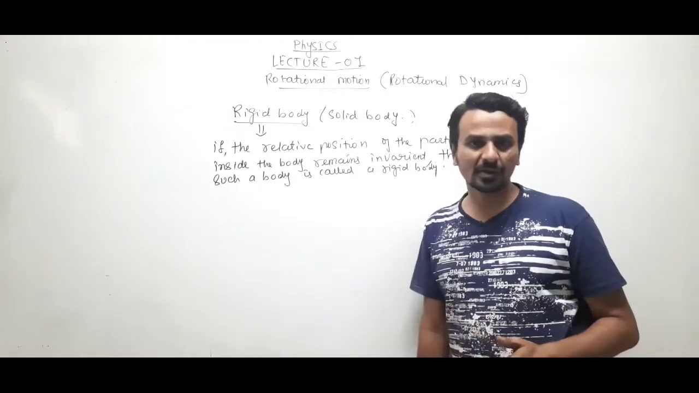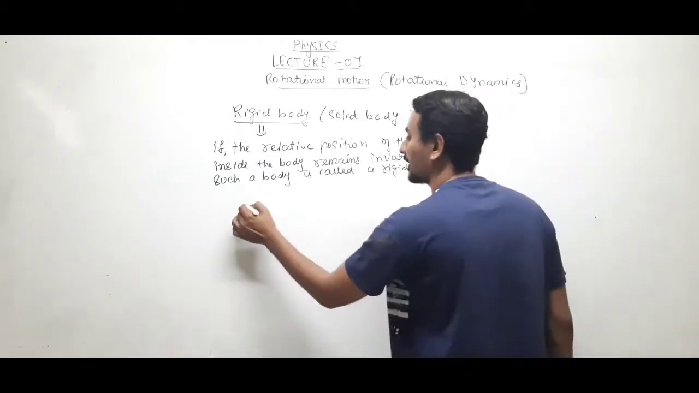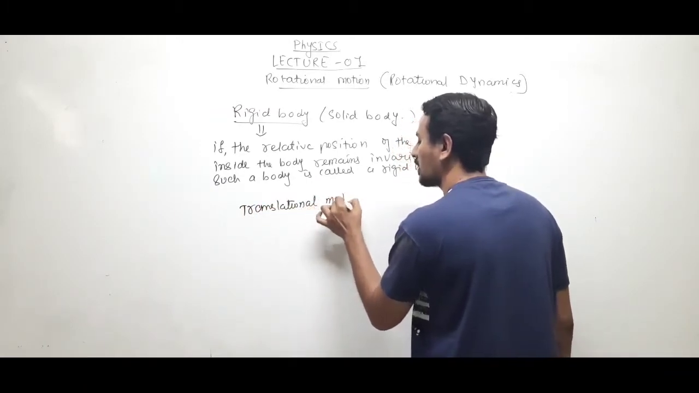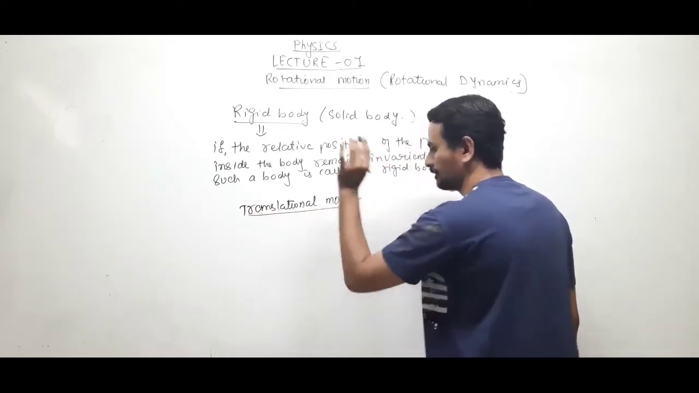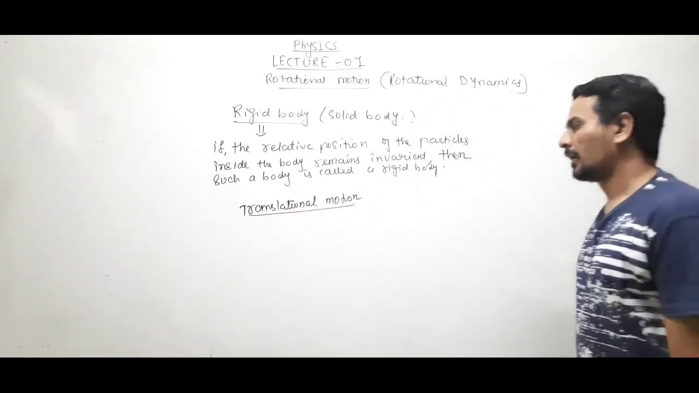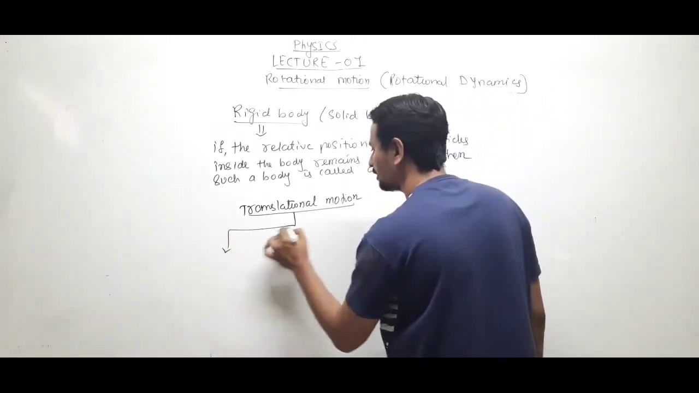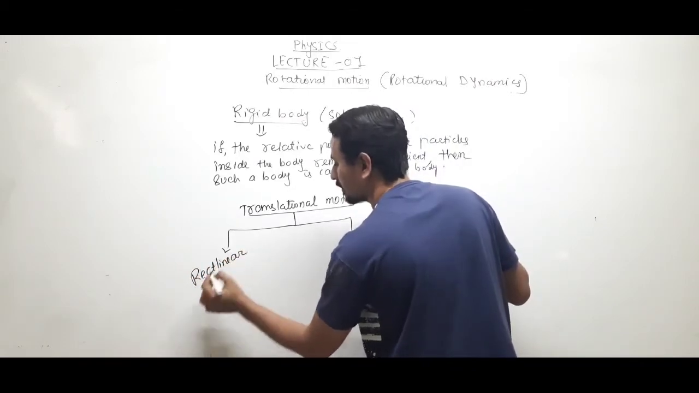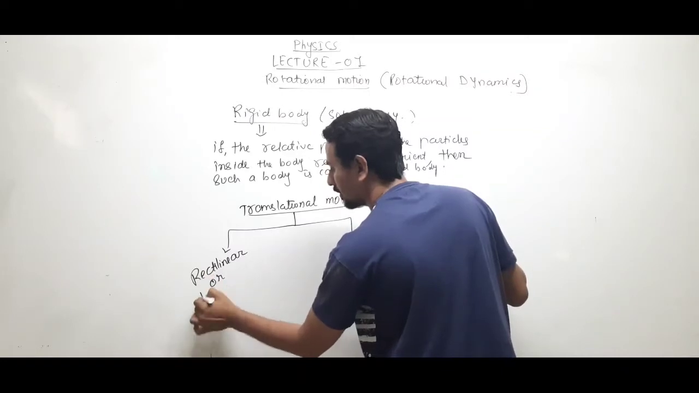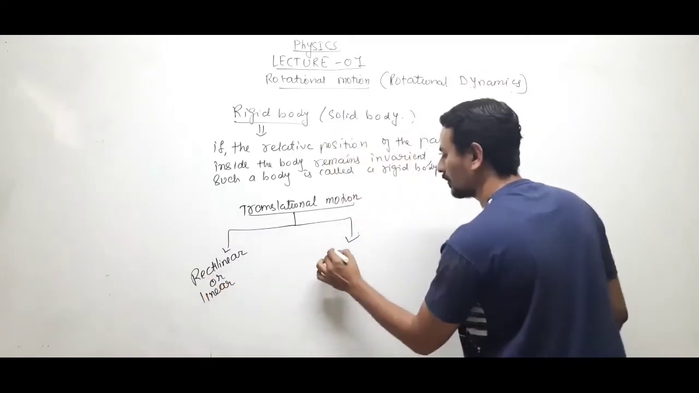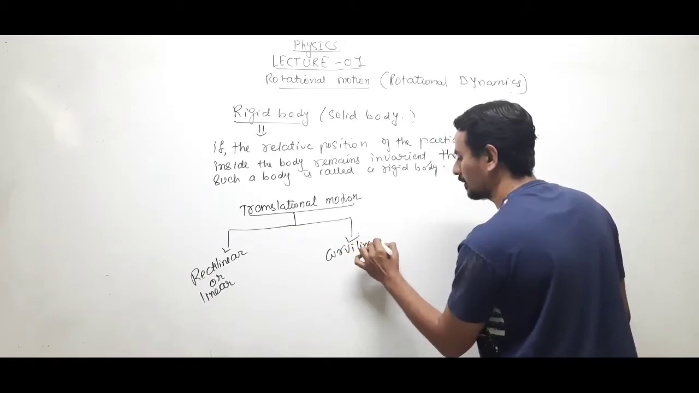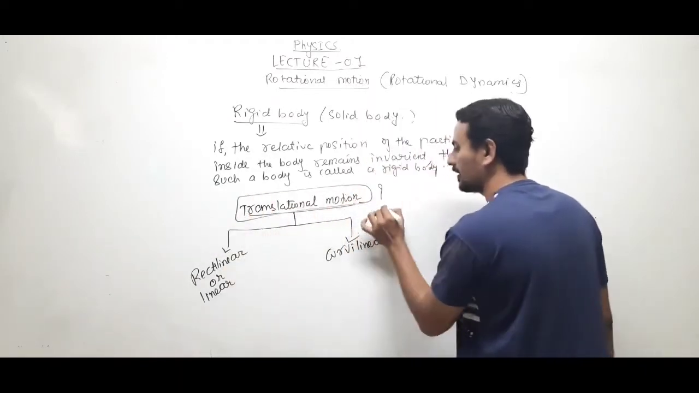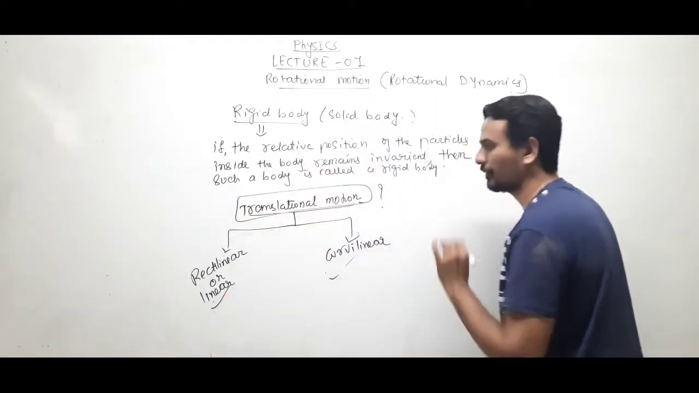before starting with rotational motion, let us discuss what is translatory motion, translation motion. Translation motion is of two types: rectilinear or linear, and curvilinear. First of all we will say what is translation motion, and then the types of translation.